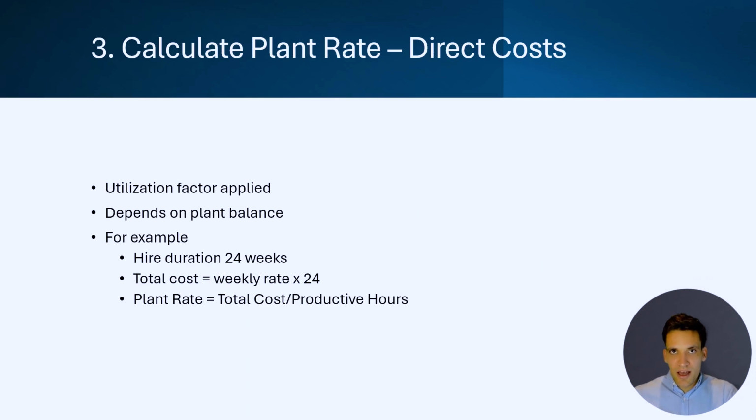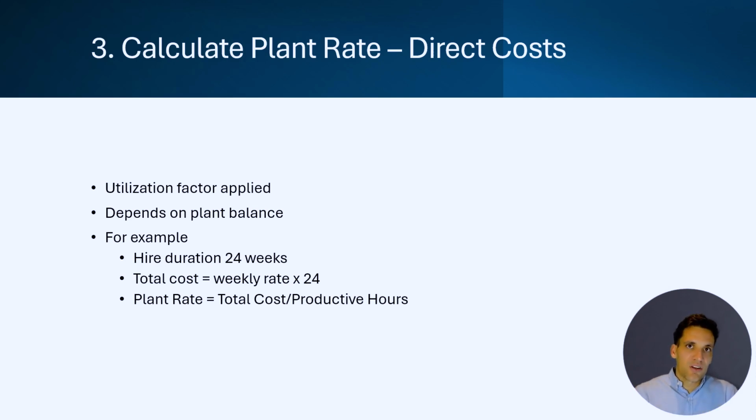When we're building plant into our direct costs, so if we're doing a direct cost build up for trenching and we've got a production rate of how much we can trench per hour, we need to allocate a cost per hour for that bit of plant to the activity.